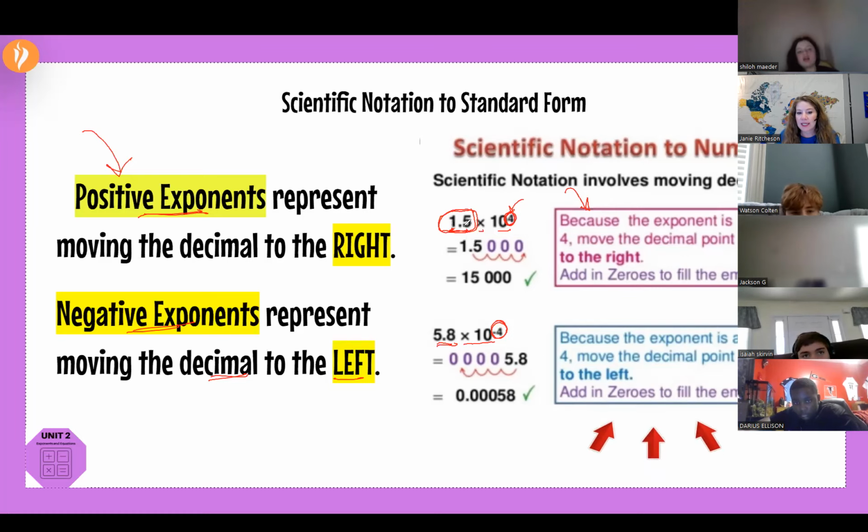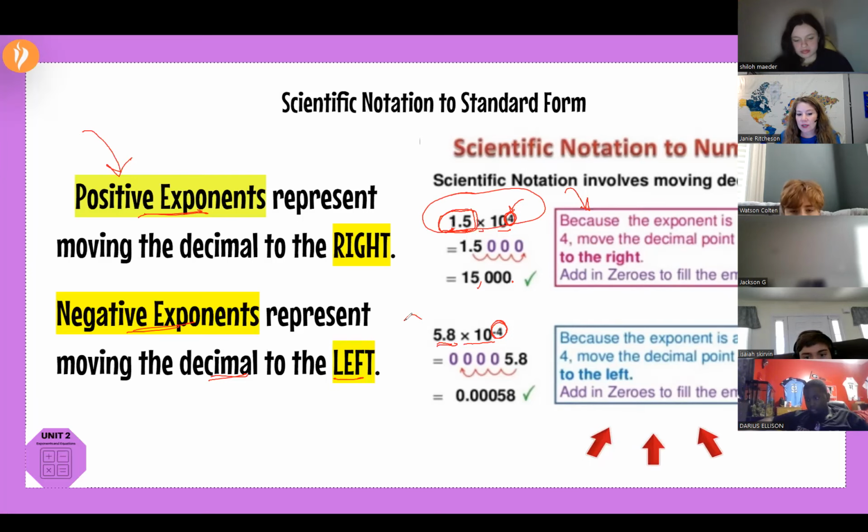All right, so that's what we did. We started at 1.5. Since our exponent is a 4, we move our decimal 1, 2, 3, 4 spaces, put the decimal at the very end, and then the easiest way to read a number is to add commas. So this number actually represents 15,000.